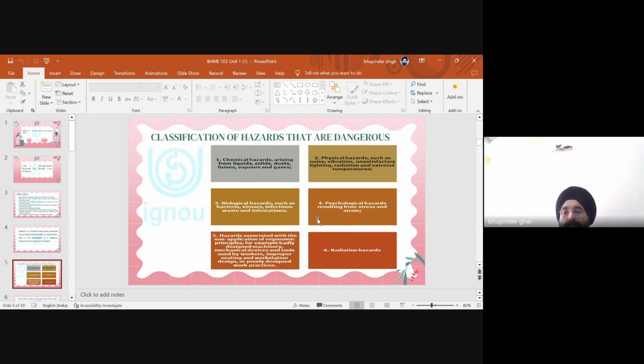Then fourth is psychological hazards resulting from stress and strain. Then hazards associated with the non-application of ergonomic principles. For example, badly designed machinery, mechanical devices and tools used by the worker, improper sitting and workstation, or poorly designed work practices.